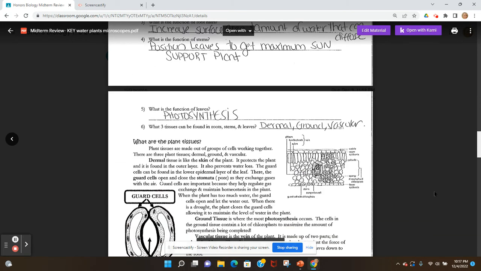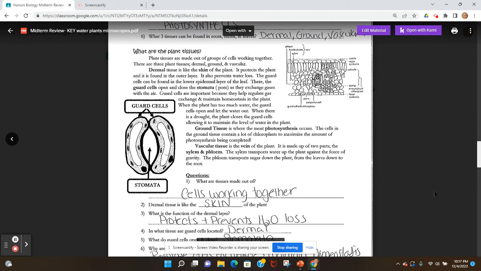What's the function of leaves? Photosynthesis. What three tissues can be found in roots, stems, and leaves? Dermal, ground, and vascular. What are plant tissues? Plant tissues are made of groups of cells working together. There are three plant tissues: dermal, ground, and vascular.